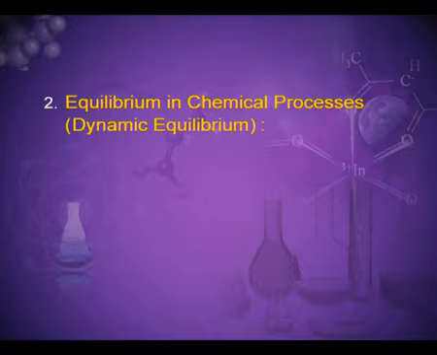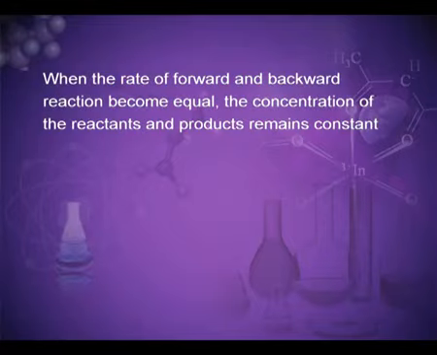We have already studied equilibrium in a physical process, and now the second is equilibrium in chemical processes, that is, dynamic equilibrium. Analogous to physical systems, chemical reactions also attain a state of equilibrium. These reactions can occur in both forward and backward directions. When the rates of the forward and backward reactions become equal, the concentrations of the reactants and products remain constant.